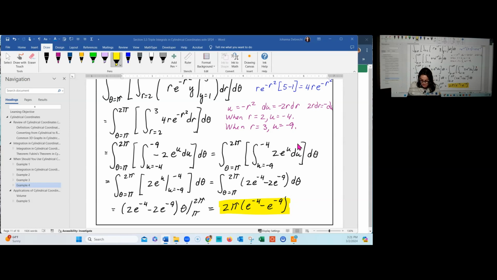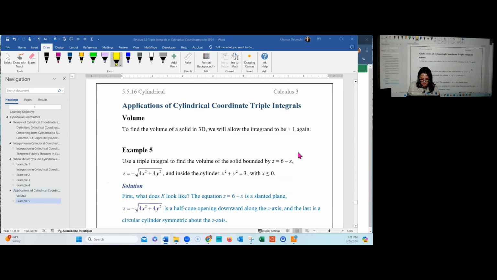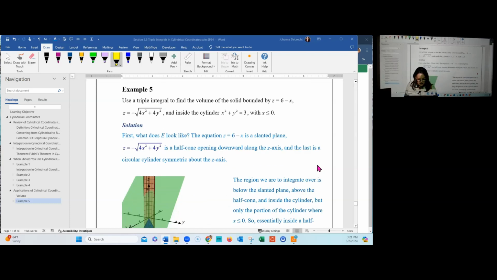We have one more item that we want to cover before we complete this particular video on cylindrical coordinates used in triple integrals. And that is, how can we use cylindrical coordinates to compute the volume of the domain over which we're integrating? We'll do what we've been doing in the past, and we'll allow the integrand to be a positive 1. Let's take a look at example 5.